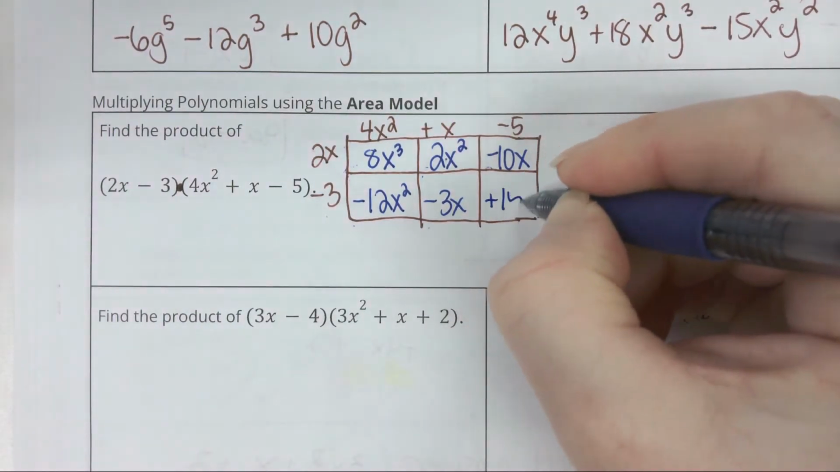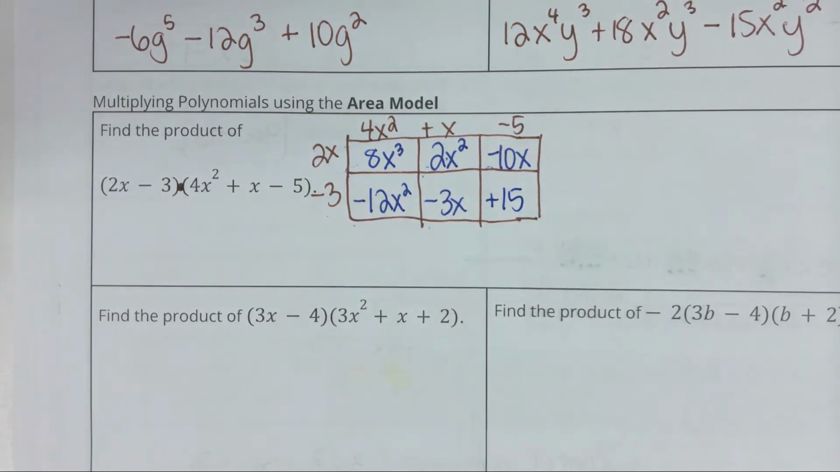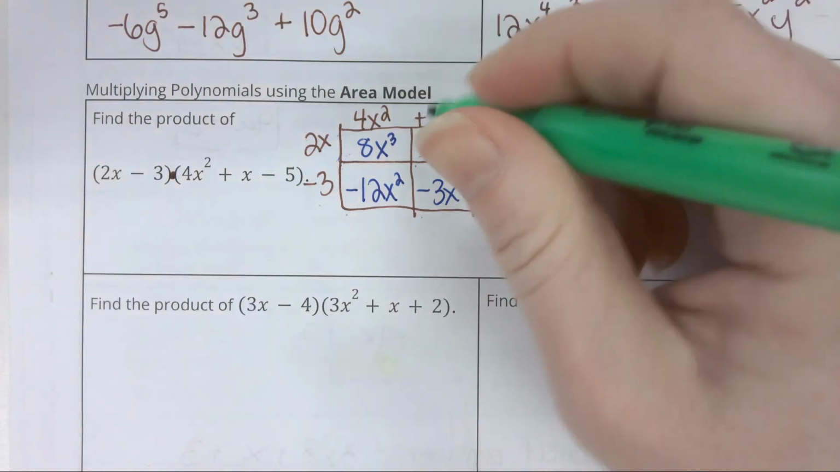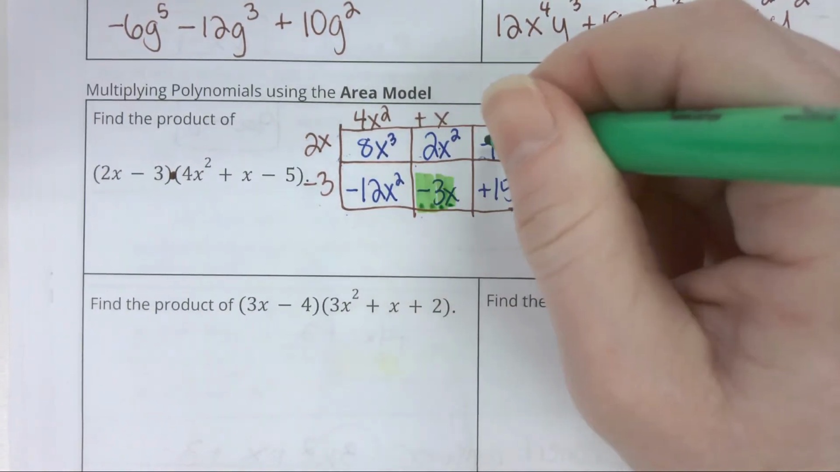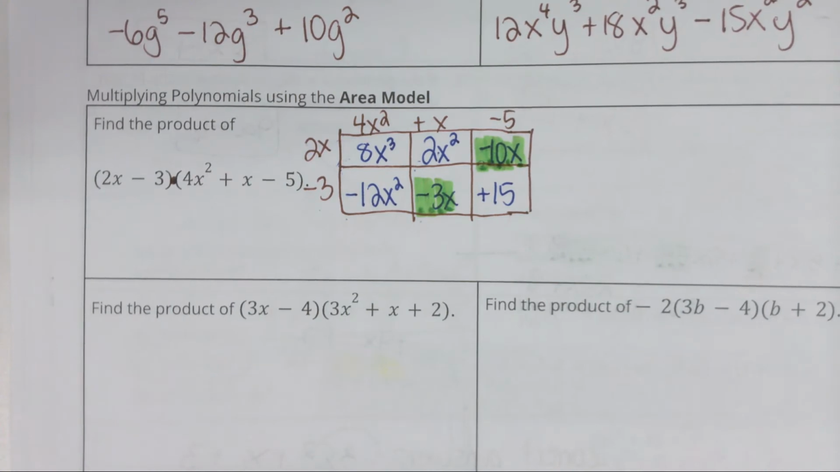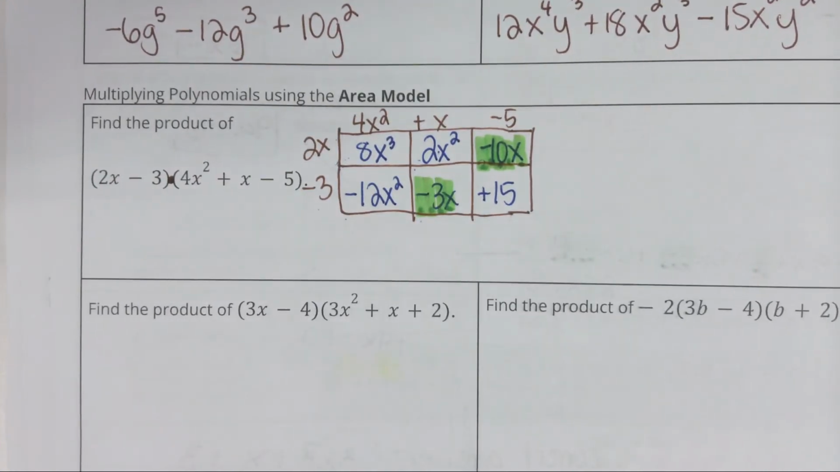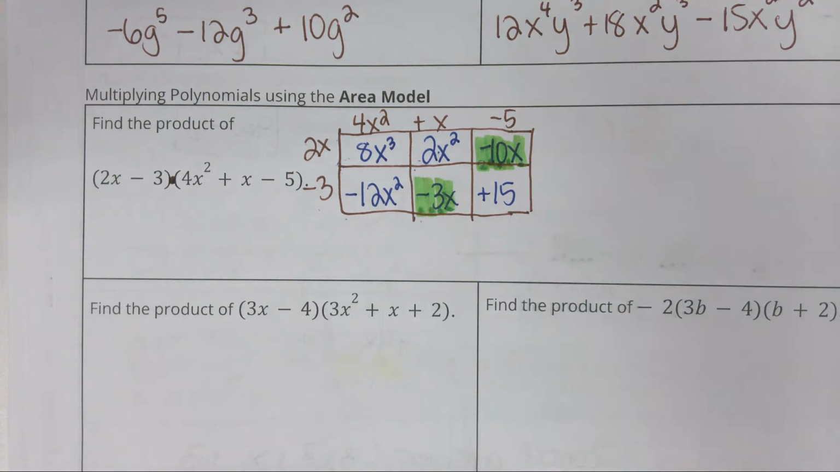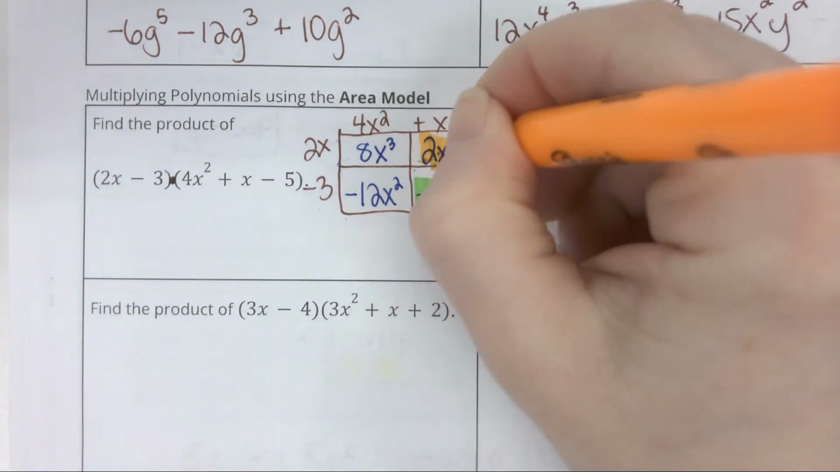Okay. What's also nice about the box method or the area method is now I add, these are all my little areas, and now I add them together. I just put like terms together. So what are some like terms that you notice? I see a -10x and a -3x. What else? I also see a 2x squared and a -12x squared.